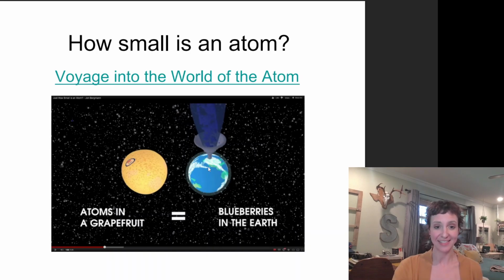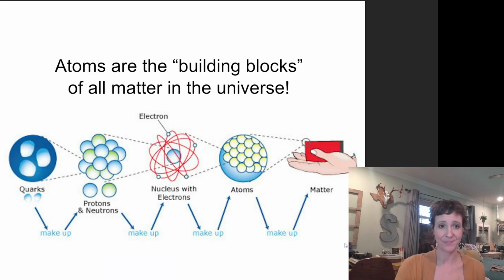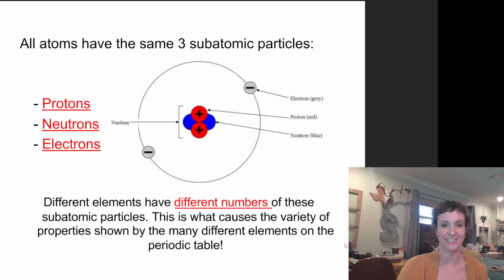Anyways, so guys, I like this little comparison here. The number of atoms that are in a grapefruit would be equivalent to the number of blueberries that it would take to fill up the entire Earth. So that is so small, y'all. And as we know, atoms are the building blocks of all matter in the universe.